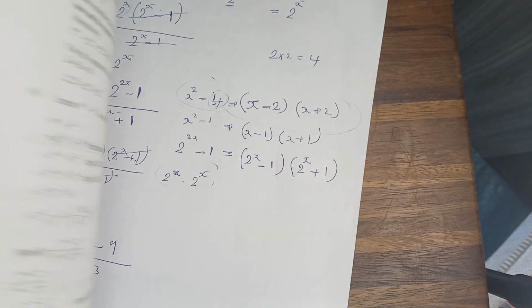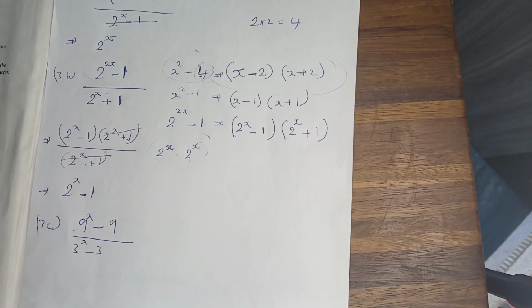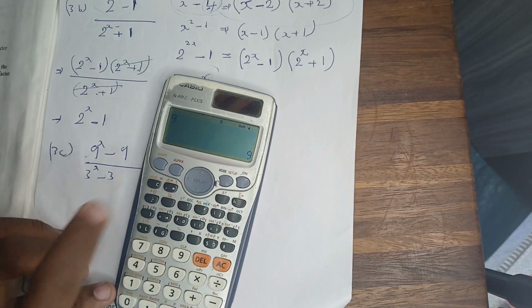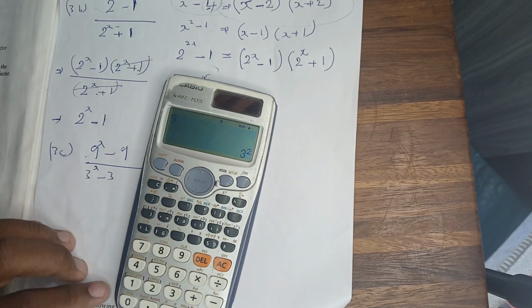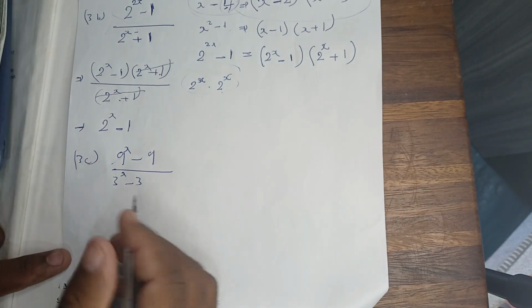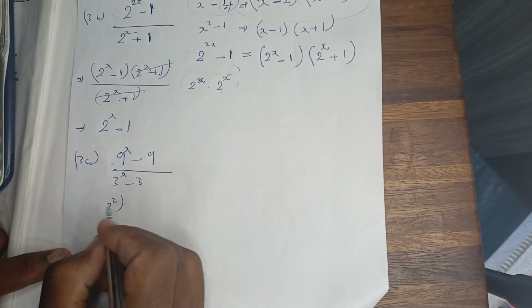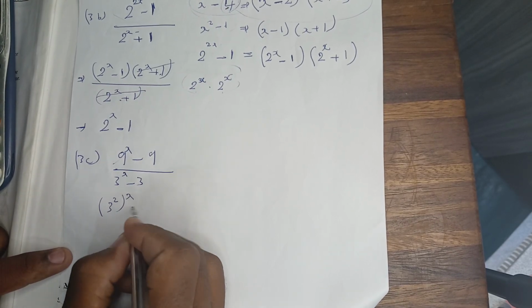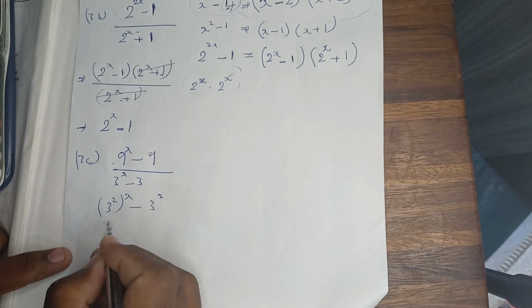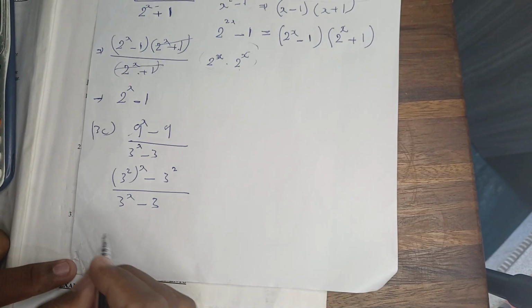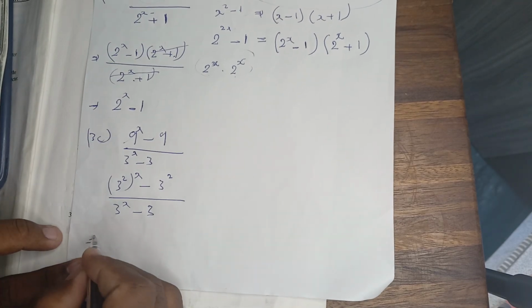We're going to take our calculator. So this is our calculator. So I'm going to write 9, then shift fact. So it's going to be 3 squared. So I'm going to write 3 squared. But remember, there is an exponent. It's going to be to the exponent x minus 3 squared divided by 3 to the exponent x minus 3, like this.